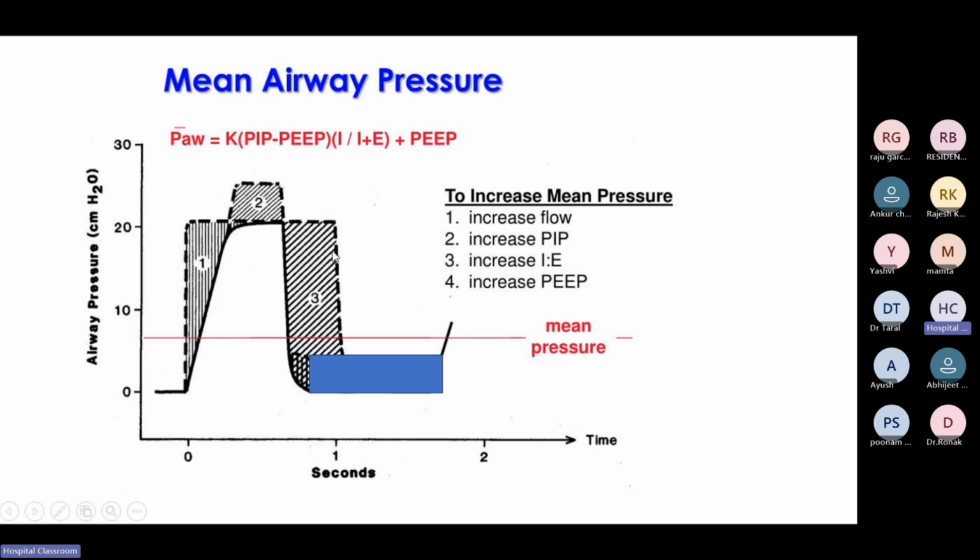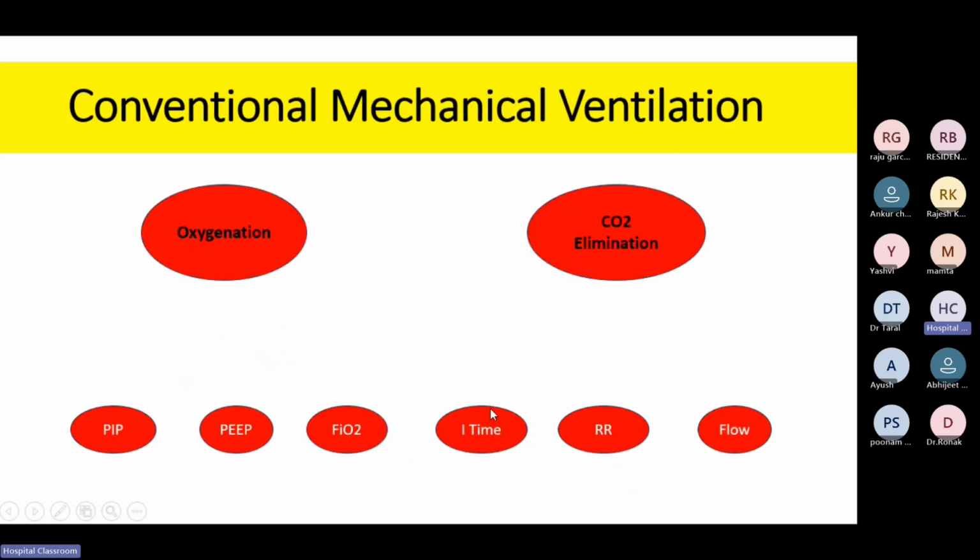And when you increase the inspiratory time, again, as you can see in the third shaded portion, the area under the curve will increase. Or the last option is you increase the PEEP. When you increase the PEEP, again, the area under the curve will increase. Okay, so these are some of the ways by which you can increase the mean airway pressure on a conventional ventilator.